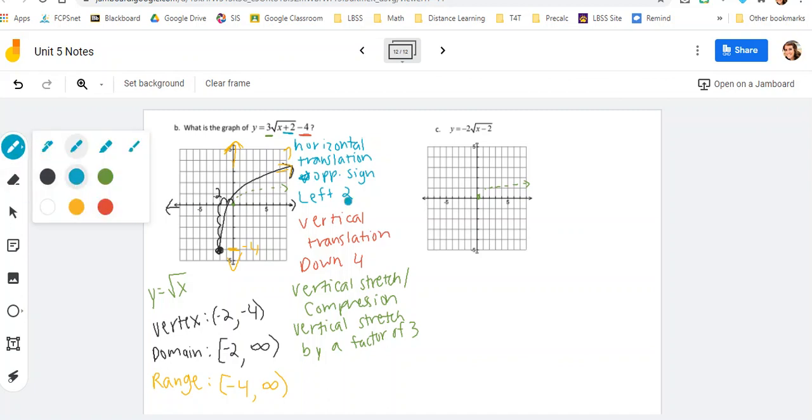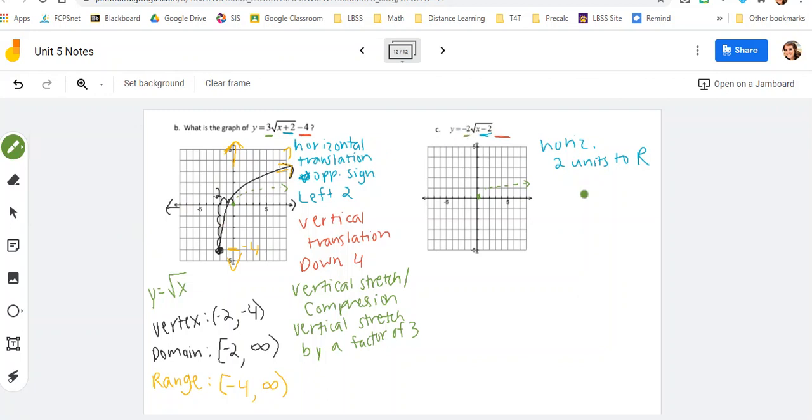All right, and we'll just look at one more over here. So on this second example, we see we have x minus 2 on the inside. So a horizontal shift, it's going to go 2 units to the right, because it's that opposite value. There's no numbers on the outside, so we don't have any vertical shift here. But then in the front, we have a -2. So we have a vertical stretch by a factor of 2.